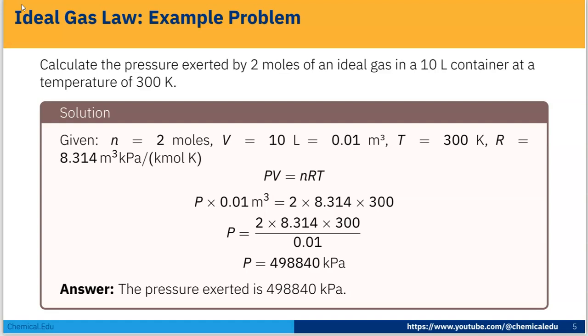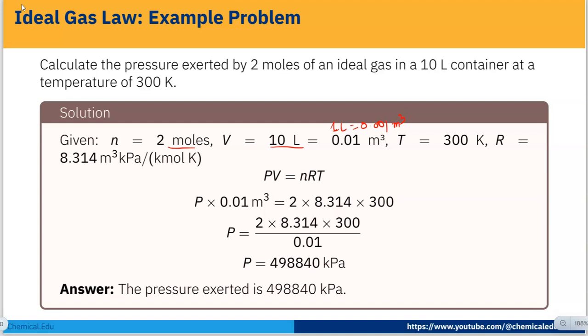Now here is an example of the ideal gas law. Calculate the pressure exerted by 2 moles of an ideal gas in a 10 liter container at a temperature of 300 Kelvin. Now here given n is 2 moles and V is 10 liter, which we can convert to meter cube, so that will be 0.01 meter cube. So 1 liter is equal to 0.001 meter cube. Then T is given 300 Kelvin.